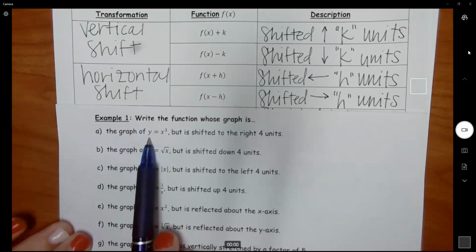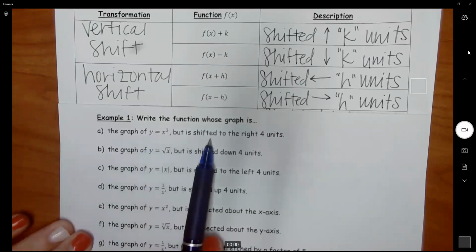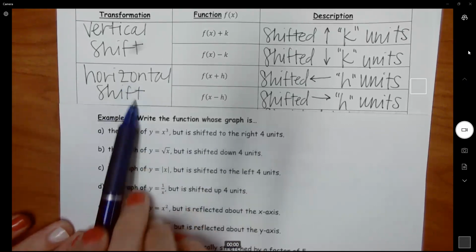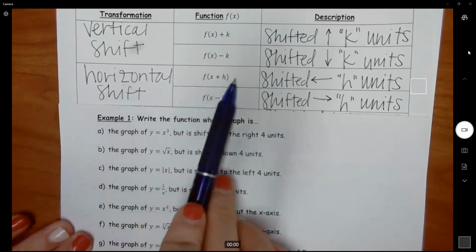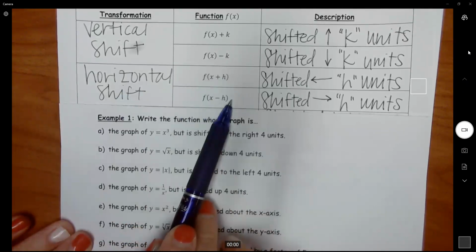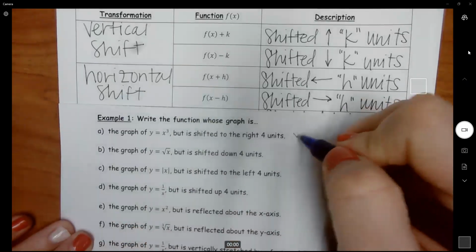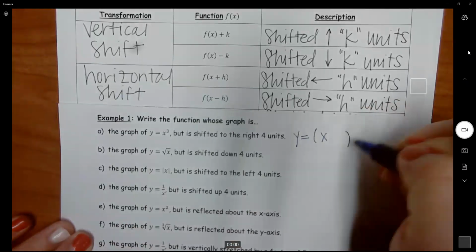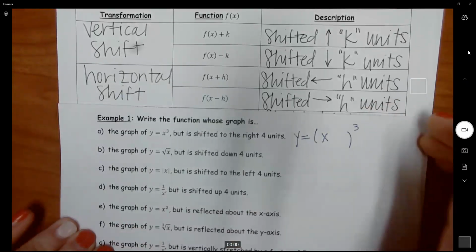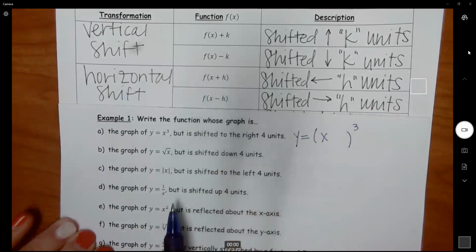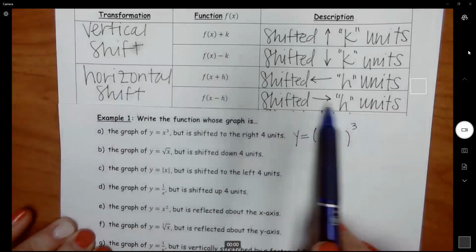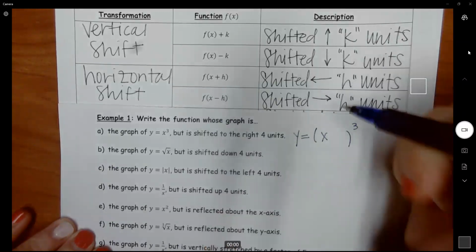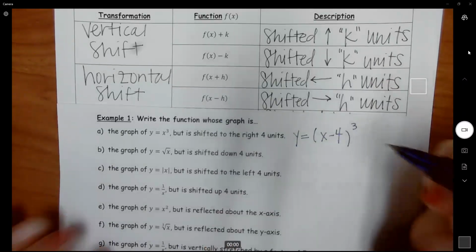We need a graph of y equals x cubed that is shifted to the right 4 units. So I've got my horizontal shift, which means this needs to go inside of my function. So this is going to be y equals (x something) cubed. This needs to go inside. And if it is going to the right, then it needs to be the negative version of that. So this is going to be x minus 4.